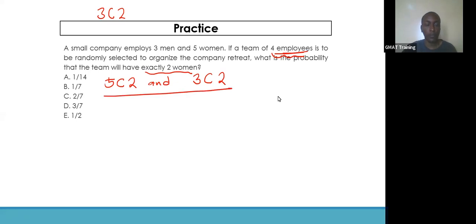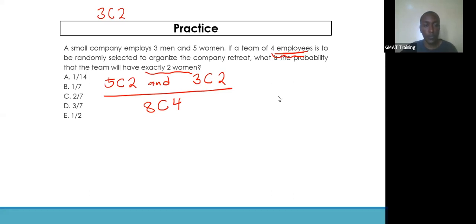All over the number of ways you can choose 4 of these employees from all of the 8 employees, right? This is the total number of possibilities, and this is what we need for the probability that a team will have exactly 2 women. So we choose 2 women from the 5 women and 2 men from the 3 men, all over the number of possibilities you can have this team of 4 employees from all these 8 persons, 3 men and 5 women.